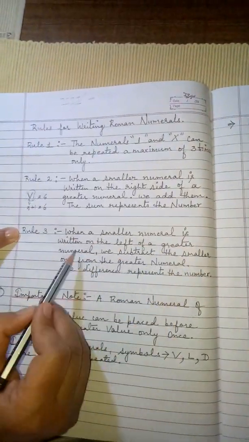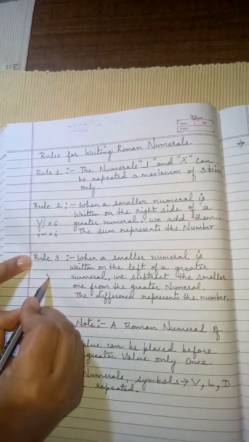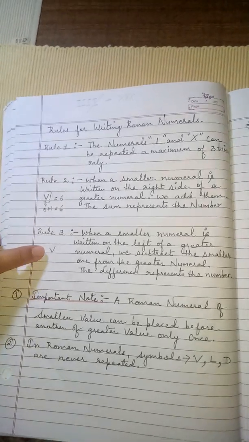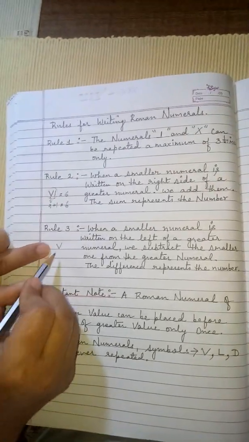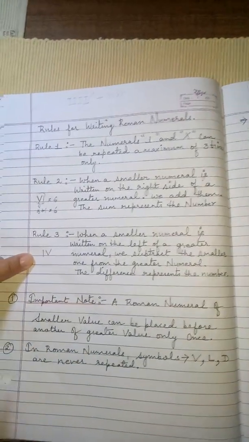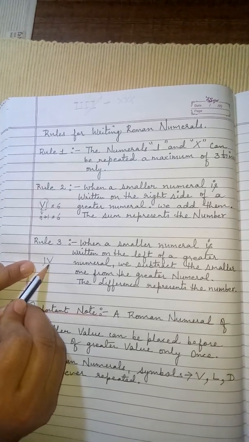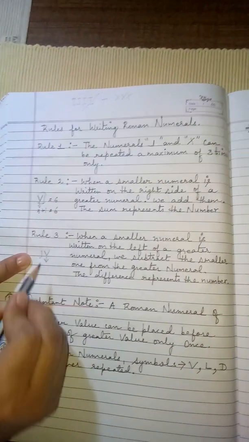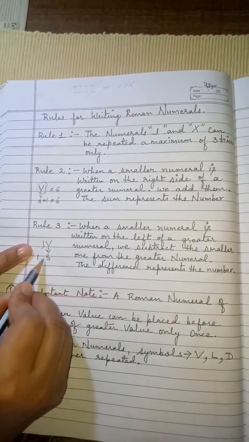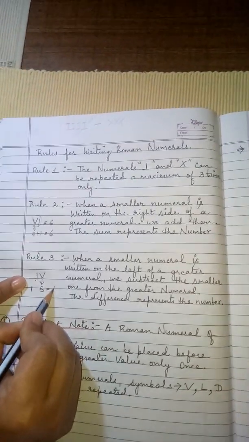Alright children, now rule number 3 is, when a smaller numeral is written on the left of the greater numeral, this is again 5. I'll take the example of this V only. V means 5. Now if I place this I on the left-hand side, then what do we do? We subtract this from this number. This is 5 and this is 1. So you will subtract 1 from 5 and hence it will be read as 4.